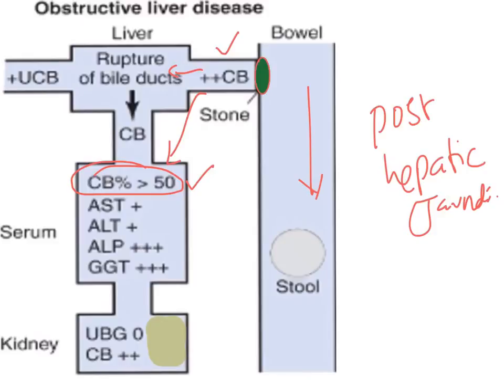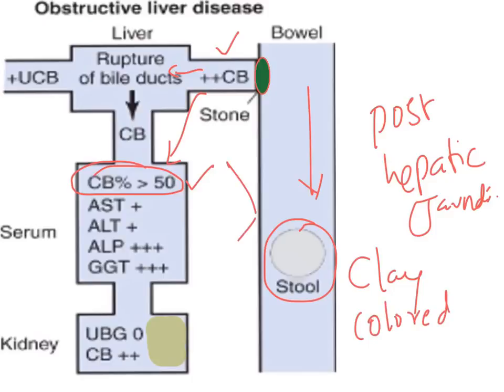Because of that, since there is no urobilinogen, the color of the stool is clay colored. It is almost colorless. It is called clay colored stool because there is no urobilinogen formed, and also no enterohepatic circulation. That is why urobilinogen is not found in the urine also. You can see urobilinogen in the urine is zero.